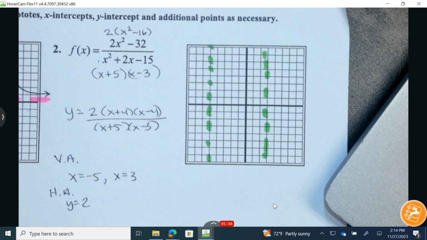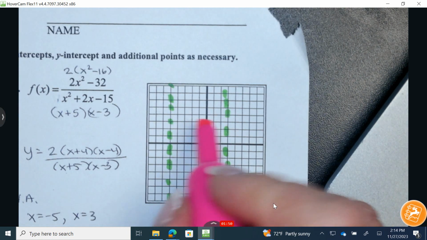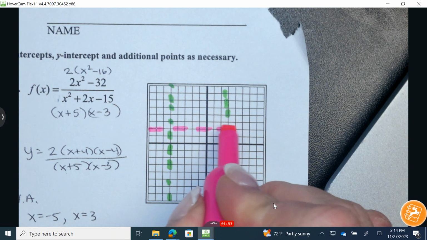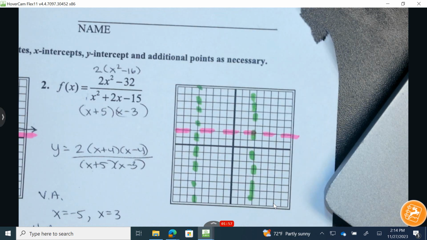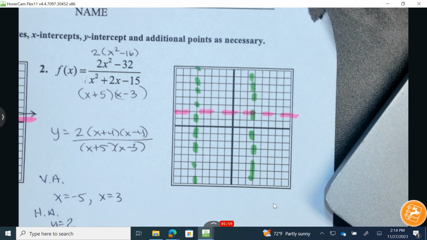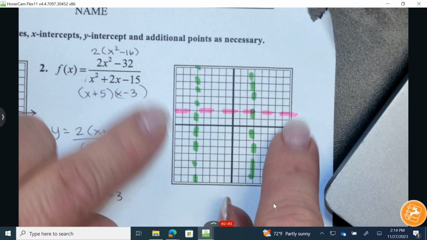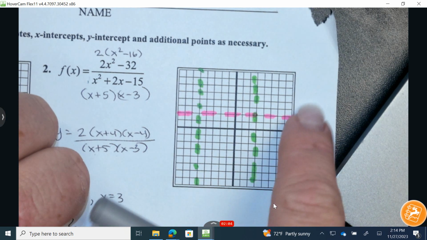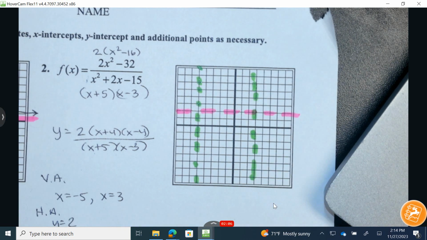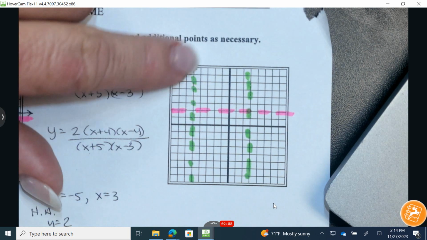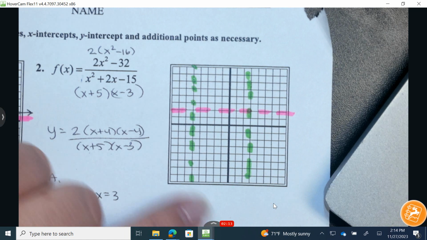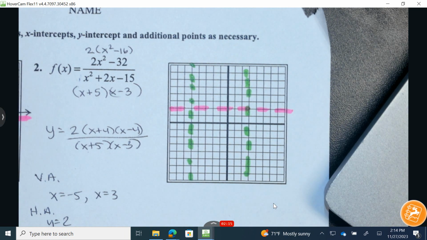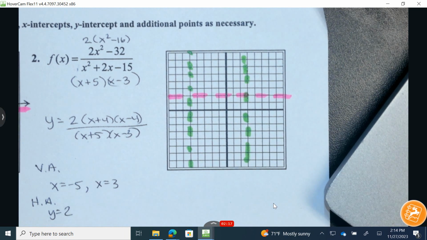So I'm going to come over here and go to 2. And remember, our functions will never cross a vertical asymptote. They can cross a horizontal asymptote. Again, our horizontal asymptotes are going to help us when we're describing the end behavior of our inputs. And when we look at our vertical asymptotes, we're able to see and compare our outputs at very large and very small numbers.